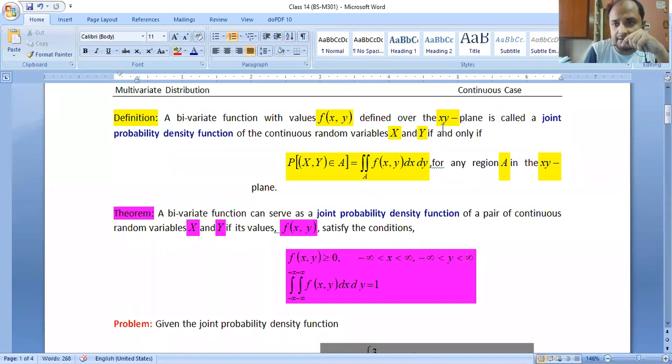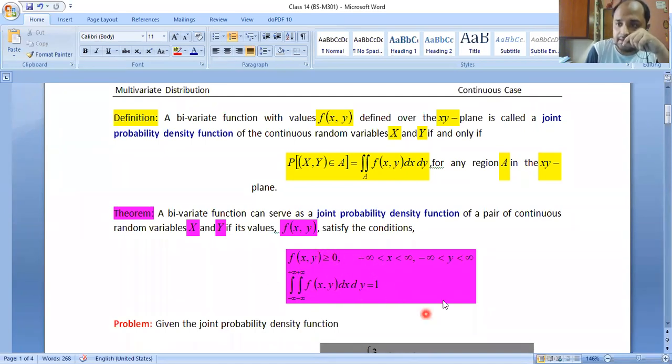And since here we are discussing a function of two variables, we must have the double integration of the function f of x comma y with respect to x and y, integrating from minus infinity to plus infinity for both y and x, equal to 1. The first integration has the limits for y, and the second integration represents the limits for the variable x. So this result is just a generalization of the result we discussed in the univariate case.